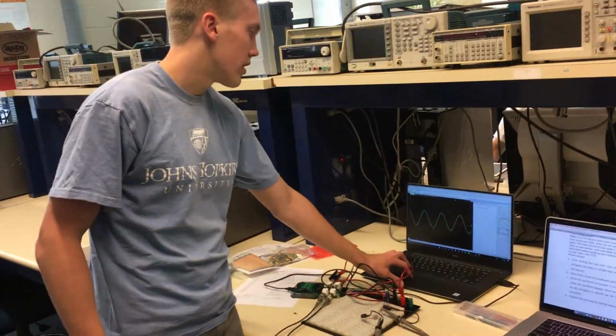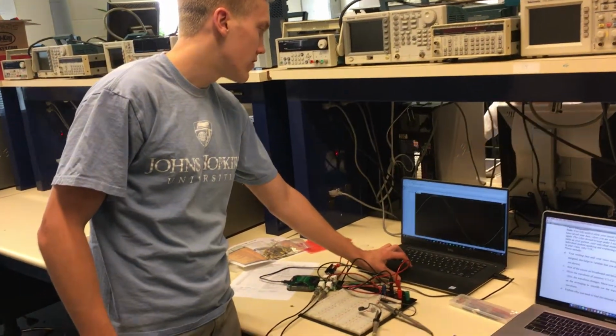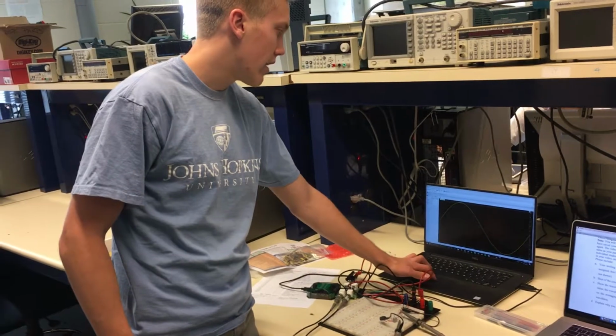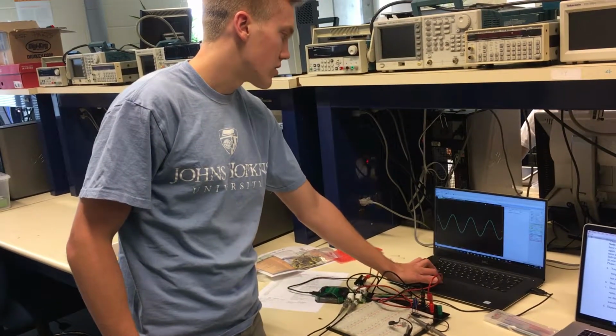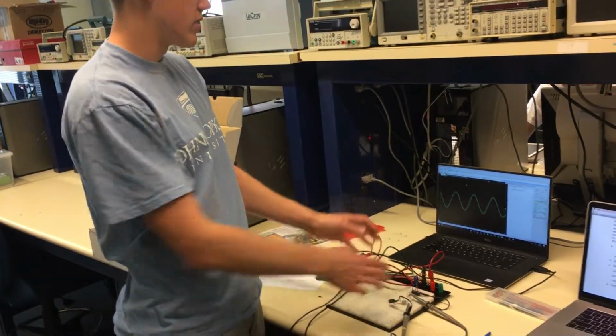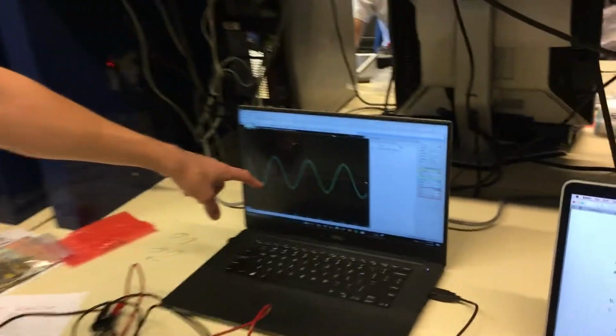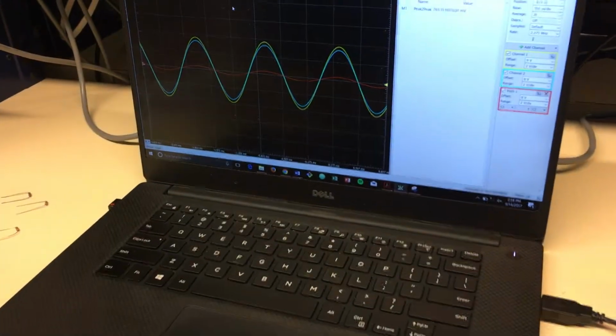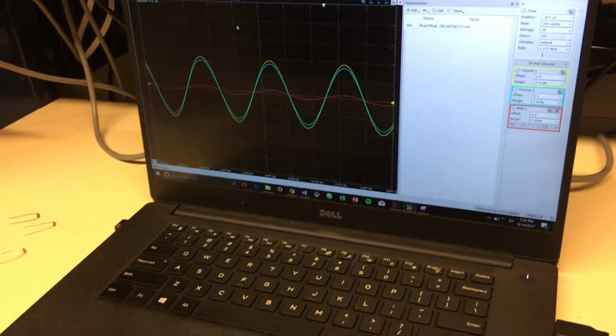What we have running is the wave gen giving it a sine wave, and our scope is measuring each of the channels, which are in yellow and blue. And then the red is the difference between the 2. These are in kiloohms, right? The C1 minus C2. 2.21.